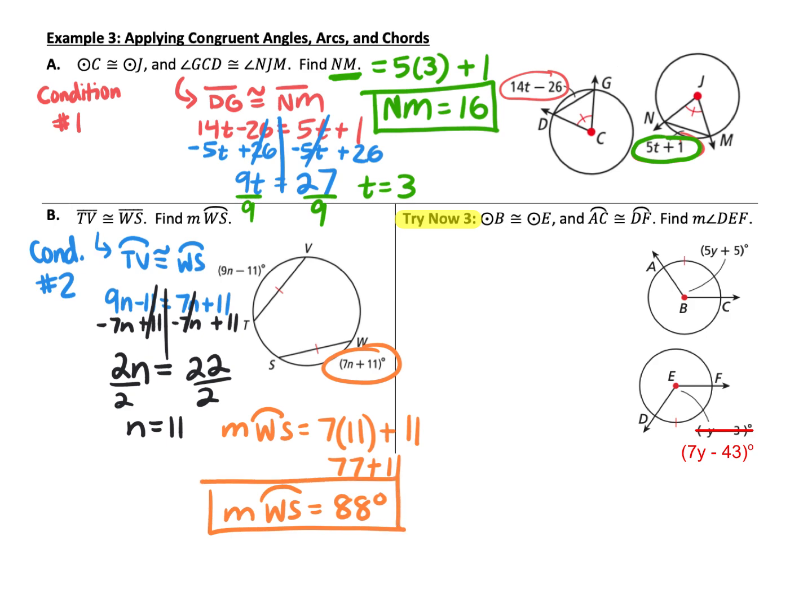For the try now, note that there might be a typo on your packet. So if this is not 7y minus 43 degrees, please cross it off and change it to 7y minus 43. This try now will use condition number 3 from the previous theorem. So go ahead and try this problem on your own. Please pause the video, and then when you hit play, the solution will be posted.